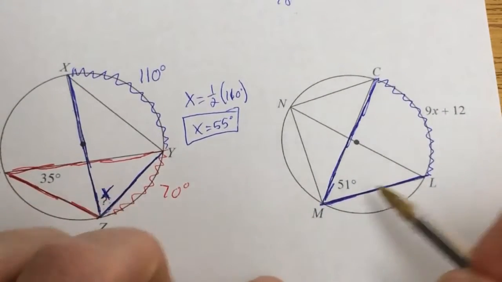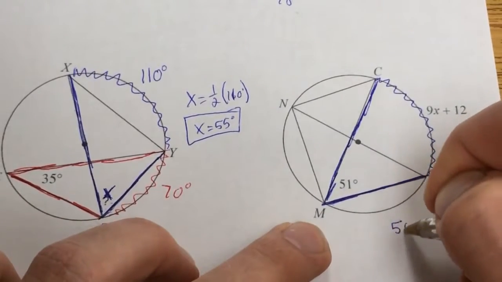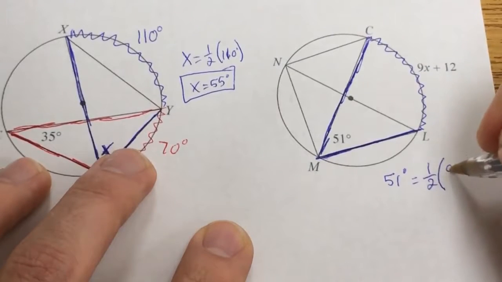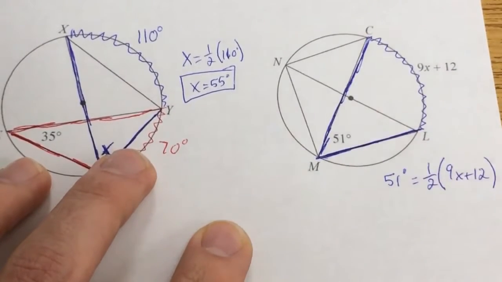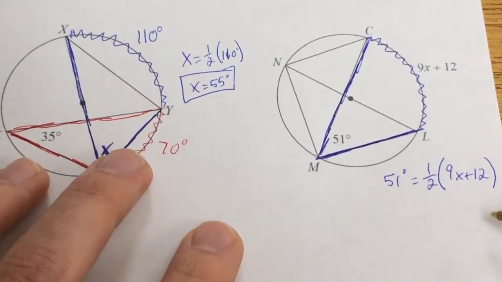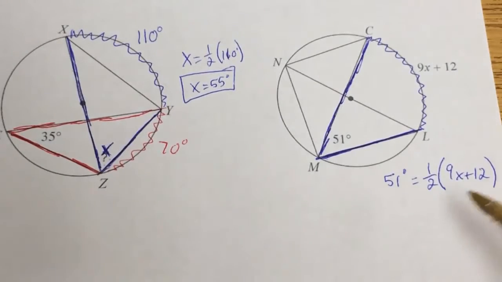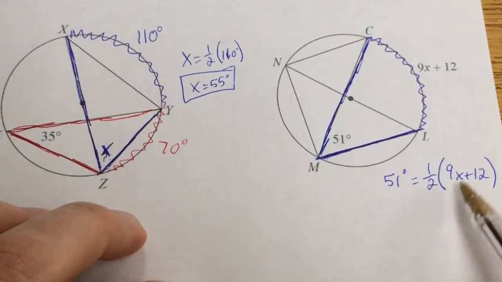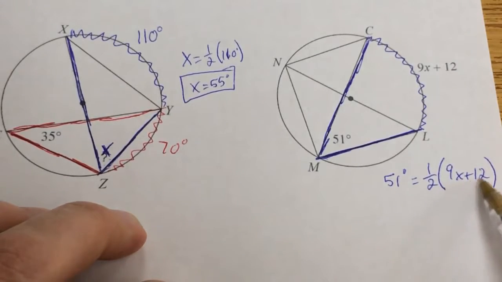Okay, so I can set up the same way. I know my angle, 51 degrees, is going to be equal to half of my intercepted arc, which is 9x plus 12. All I got to do is solve for x. Now again, remember in a previous tutorial, I took both sides of this equation and multiplied by 2. So that would give me 102 is equal to 9x plus 12.